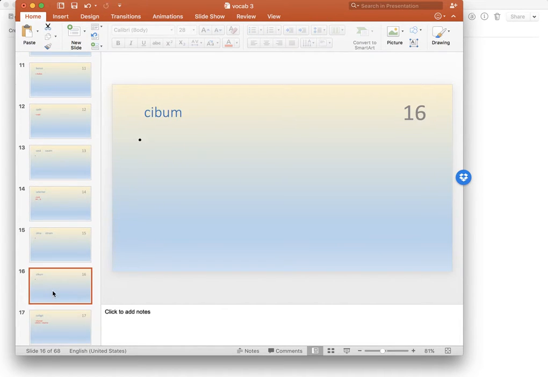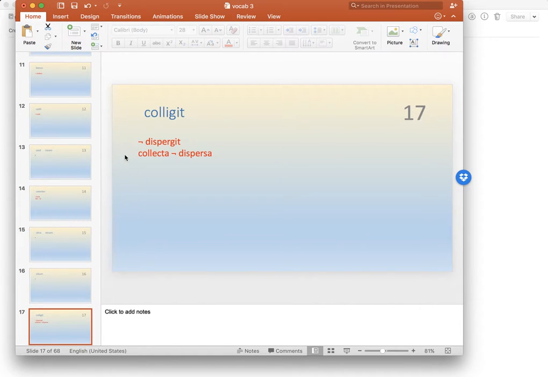Cena, dinner. Cibum, food. Colligit, collects. The opposite is dispergit, scatters. So the past participles, the adjectives, look like this. Collecta, things that have been collected. Dispersa, things that have been scattered.